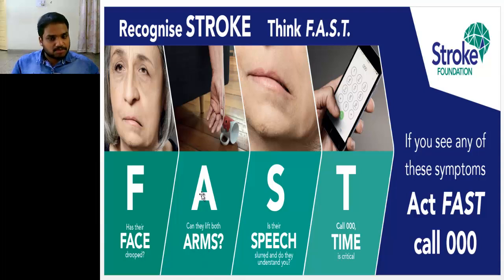A is for arms. Can they lift both the arms? S is for speech. Is their speech slurred, and do they understand you? And T is for time. Time is brain. Immediately reach the hospital.